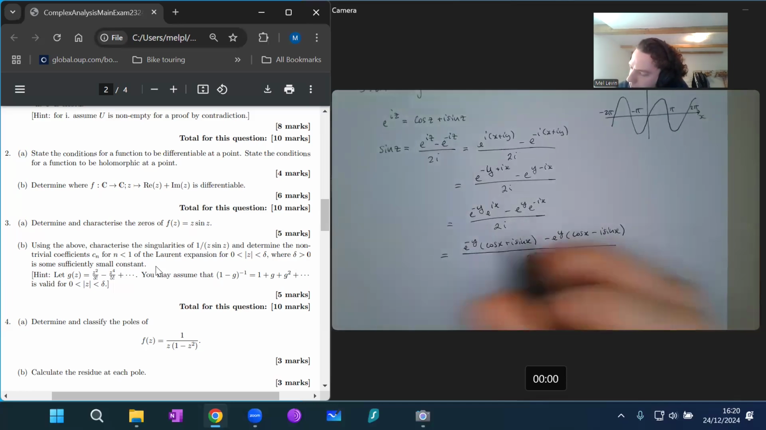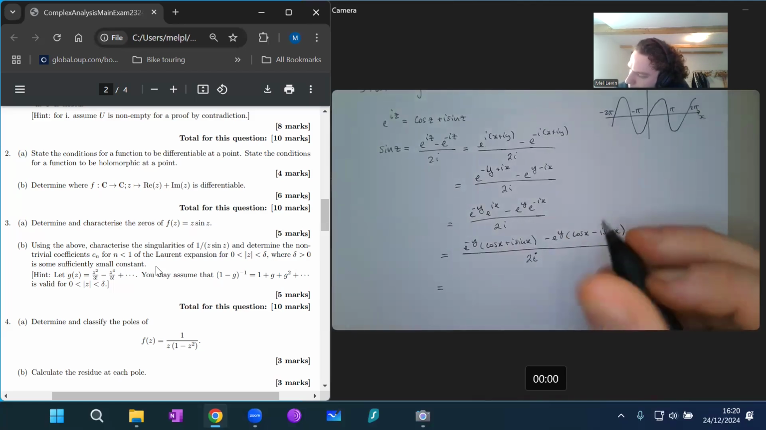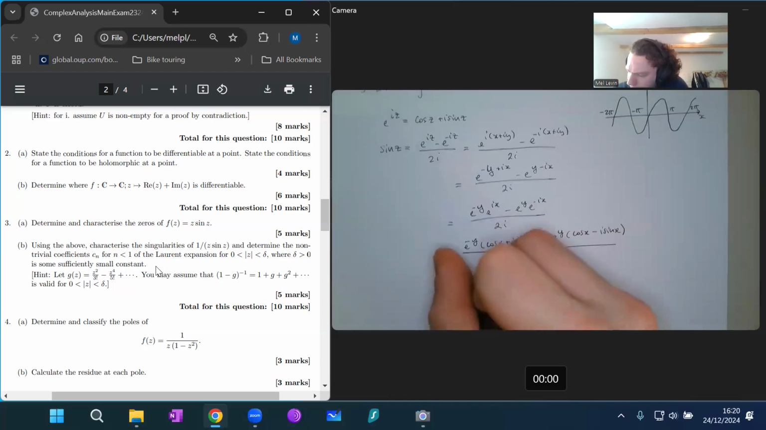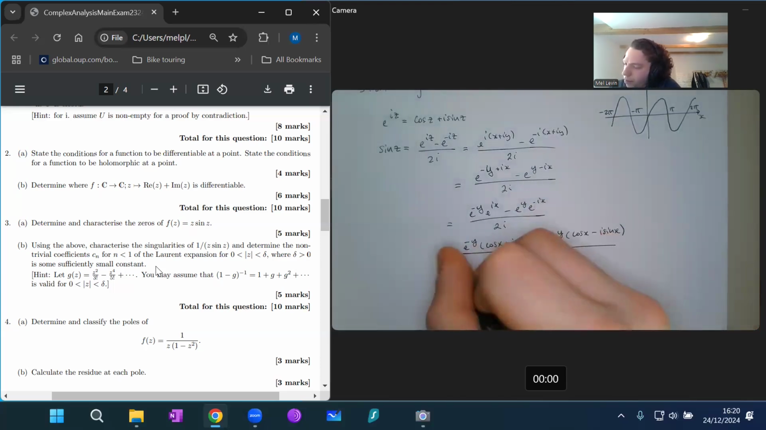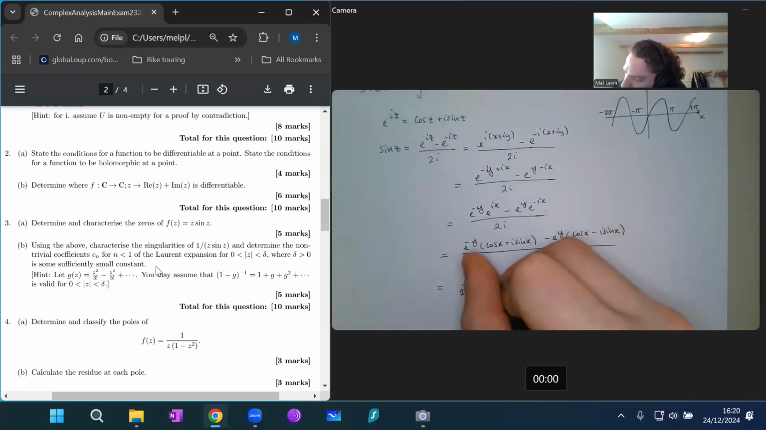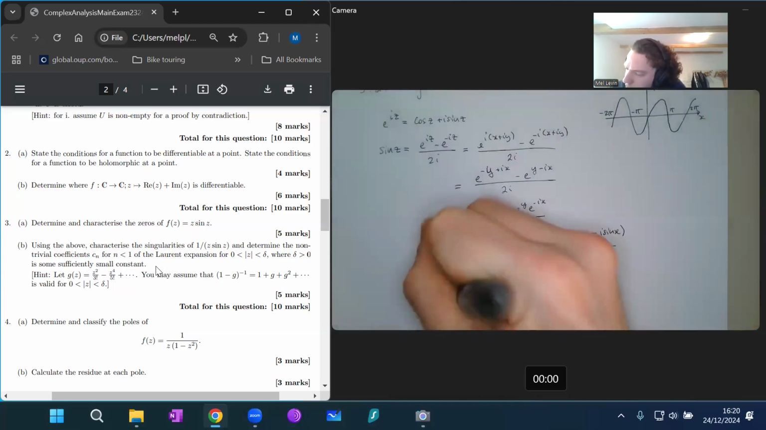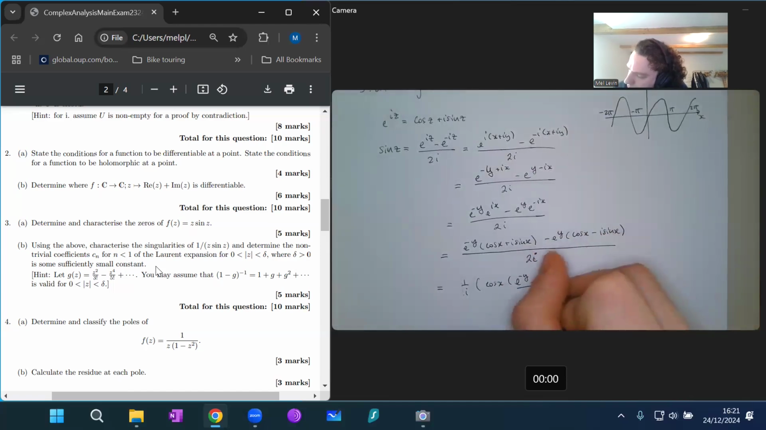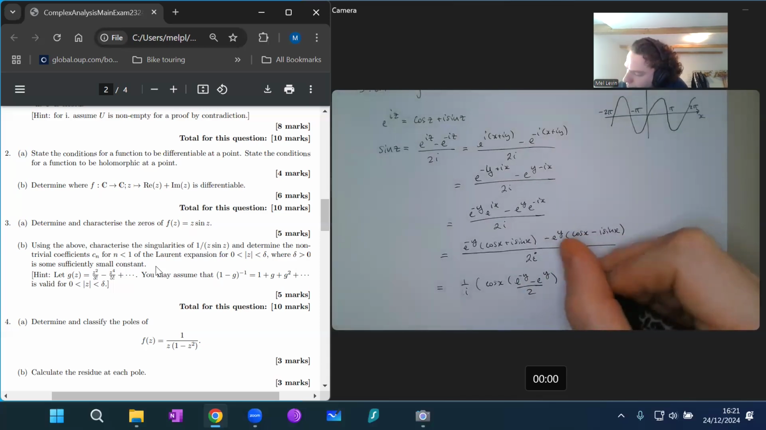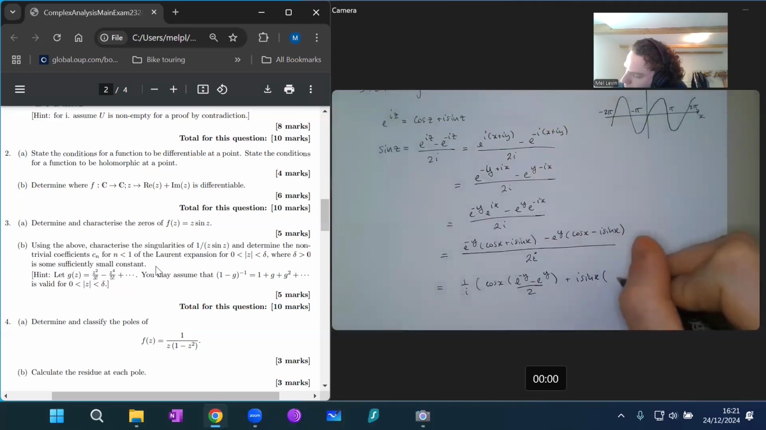Okay, so now things are looking up. We can collect the real parts. Let me put the 1 over 2i here at the front. So we'll have cos x, or rather 1 over i, I'll put at the front, times e to the minus y minus e to the y over 2, and then plus i sine x times e to the y plus e to the minus y over 2 there.